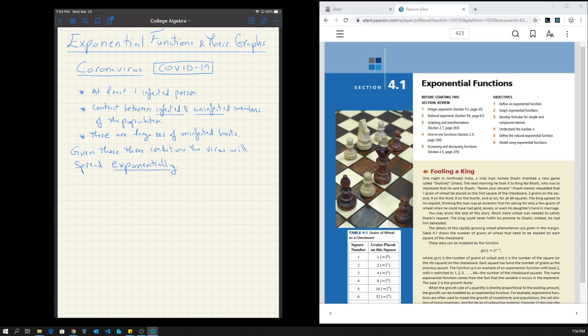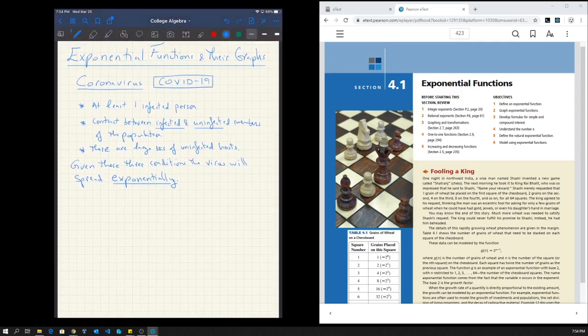Okay, so let's take a look at a nice easy scenario to think of this. So let's say January 1st, of this year, let's say we had one person who was infected. And let's say by tracking this virus, people learned that the number of infected people doubles every 3 days.